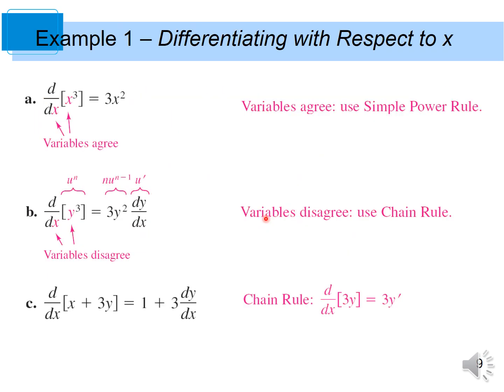Look at this example. A, differentiate x cubed with respect to x. We can use power rule to get the answer. So the answer is 3x squared. But for B, differentiate y cubed with respect to x. The function variable is y. So for this case, we must use chain rule.